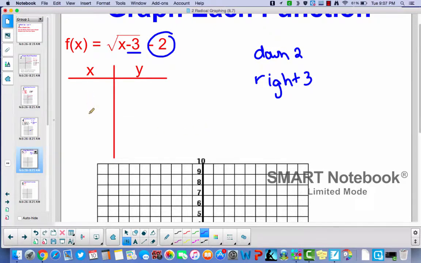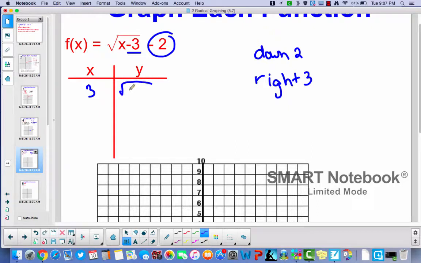I will show you more when I'm back about how to put this into your graphing calculator. But for now, let's put some numbers in. So for example, what is the smallest number I could put in here? 3 is going to be the smallest, because if I put anything smaller than 3, then it's going to be a negative number.